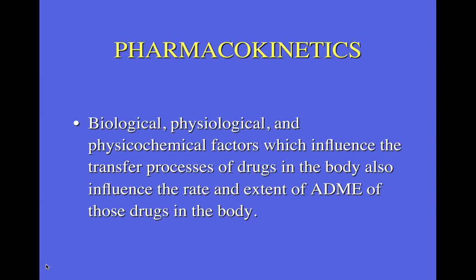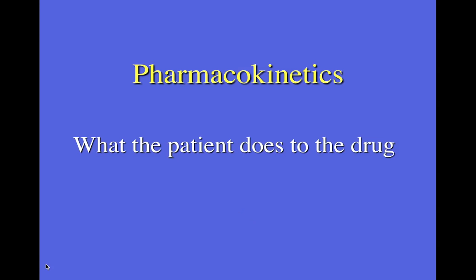And the factors that affect this are biological, the way your body behaves, physiological, the way in which your blood circulates around your body, the way in which you absorb things from your gut, and physicochemical, which are to do with properties of the drug or the preparation of the drug, for example. All of those things which influence the transfer processes of drugs in the body also influence the rate and extent of the absorption, distribution, metabolism and elimination of those drugs from the body. So pharmacokinetics is what the patient does to the drug.